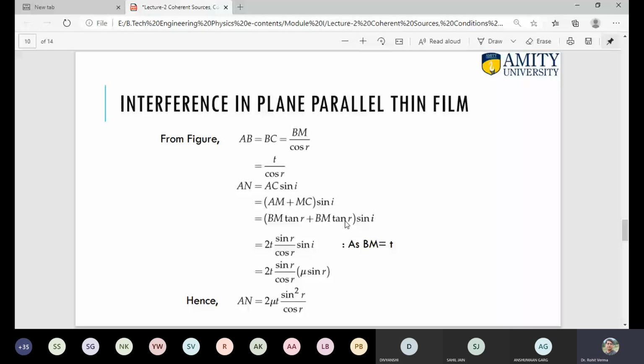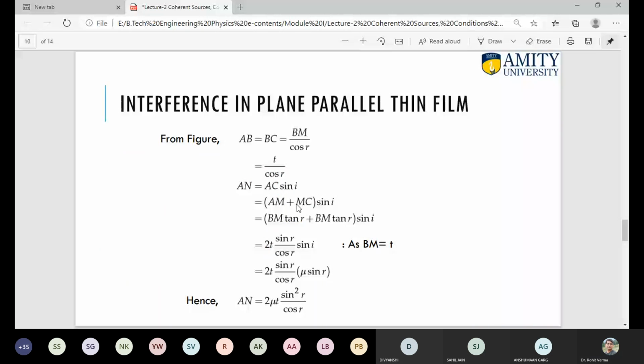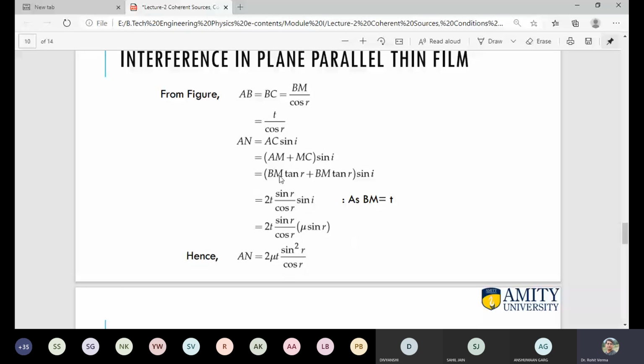If you go to the triangle AMB, then AM comes out to be BM tan R. In the same way, if you go to the triangle BMC, then the value of MC will again come out to be BM tan R. So if you put these values, then BM you know that it is T. So it will be 2 BM tan R, and BM you know that it is T.